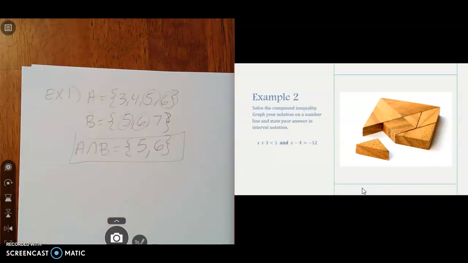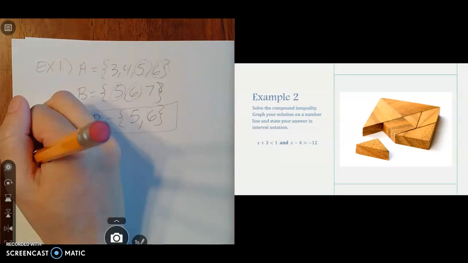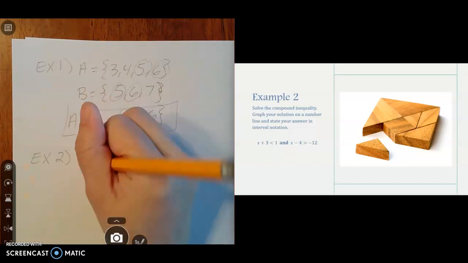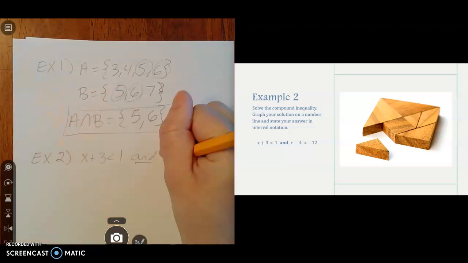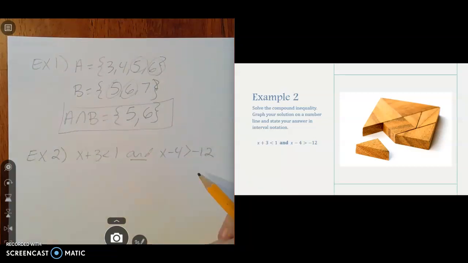All right. Next up, let's do "and" inequalities. This is the intersection with inequalities. These are compound inequalities. You're going to get two of them, and they're joined by the word and. That's your key word that it's an intersection inequality. The two that I gave you are x plus 3 is less than 1, and x minus 4 is greater than negative 12. What you do with compound inequalities is solve each one separately, then graph them both, and then find that intersection.